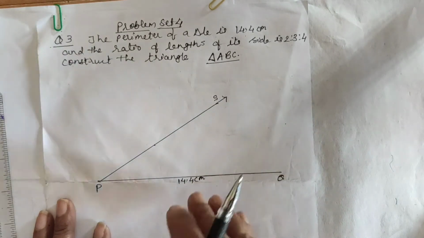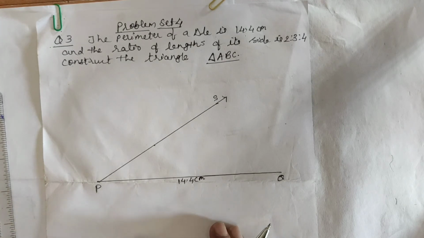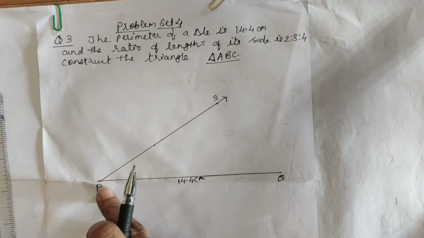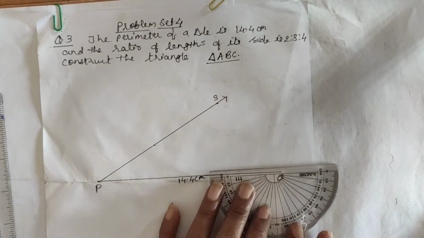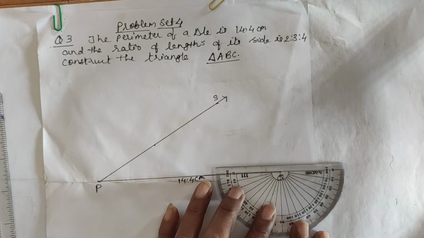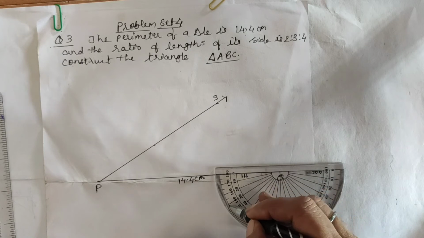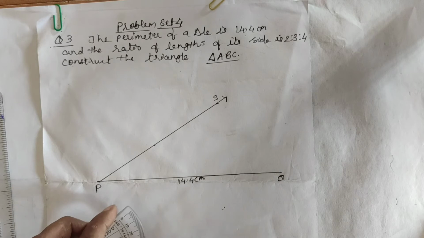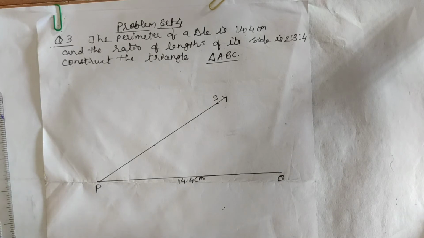Now draw ray QT on the opposite side of ray PS, making an angle of 30 degree. Here also you take 30 degree. So from here 0, 10, 20 and here is 30. So this is what we have drawn, ray QT.